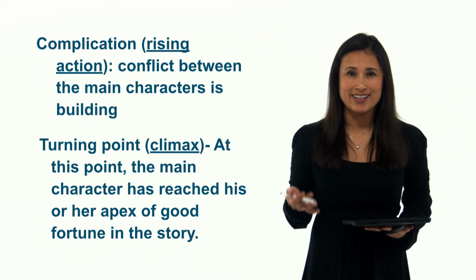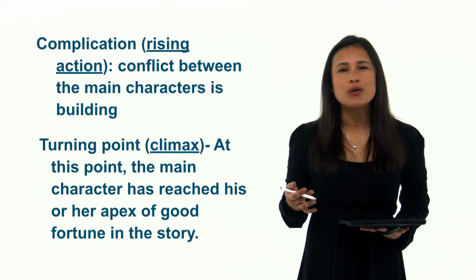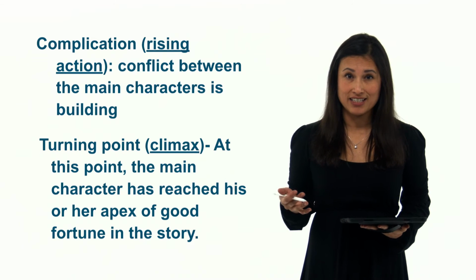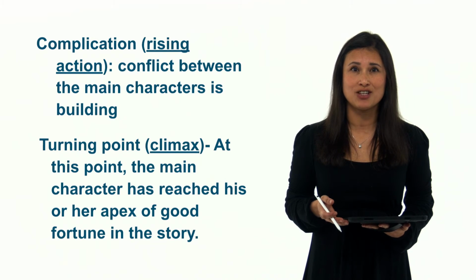The sub-elements of plot involve a complication or the rising action. This is what makes the story exciting. It's the conflict between the main characters as it builds, between the protagonist and the antagonist, which we're going to get to next, in the next unit.